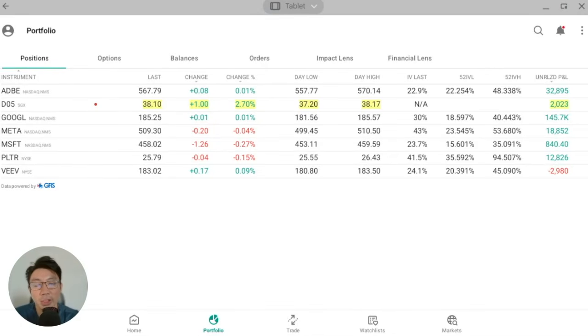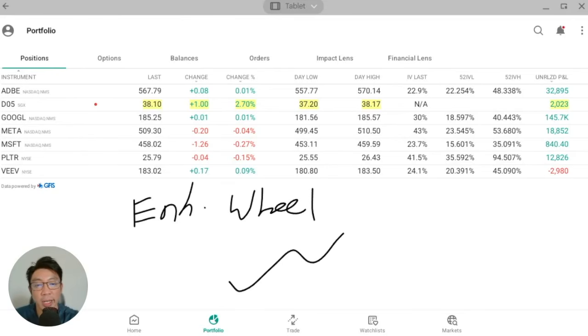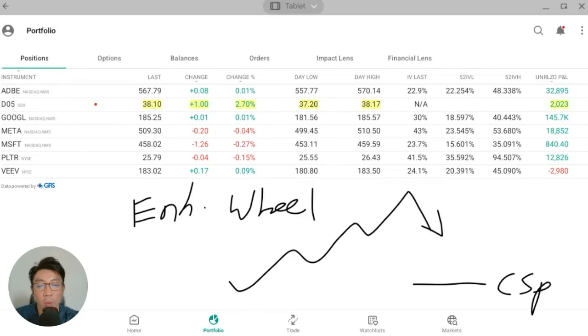Now, the other way that I trade the wheel strategy is what I call the enhanced wheel strategy. The way that I trade with this enhanced wheel strategy is, instead of using the traditional cash secured put, we're going to enter into the position with what's called a put ratio spread. If you've been watching my channel for quite some time, then you know that I like the put ratio spread quite a bit, because I use it quite often to enter into my trades.